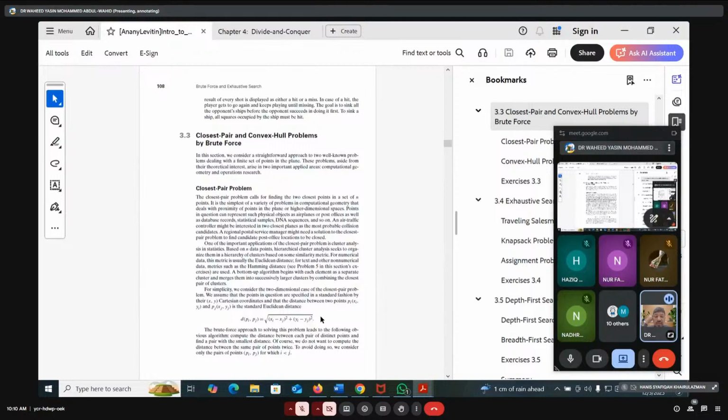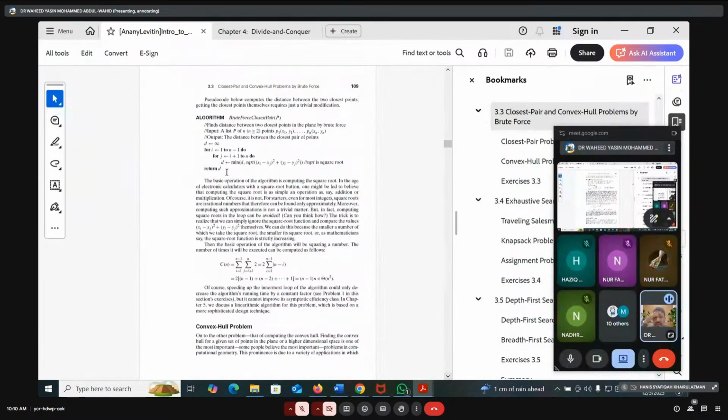And we just check the distance between two points, every one point with each point. So we check all the points. So here we have this algorithm. Here we initiate the D with infinity.